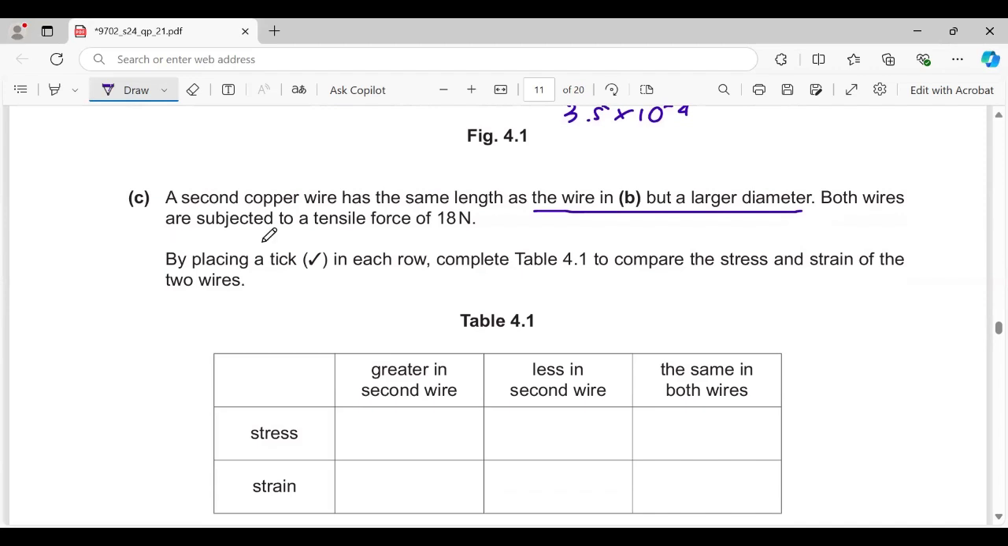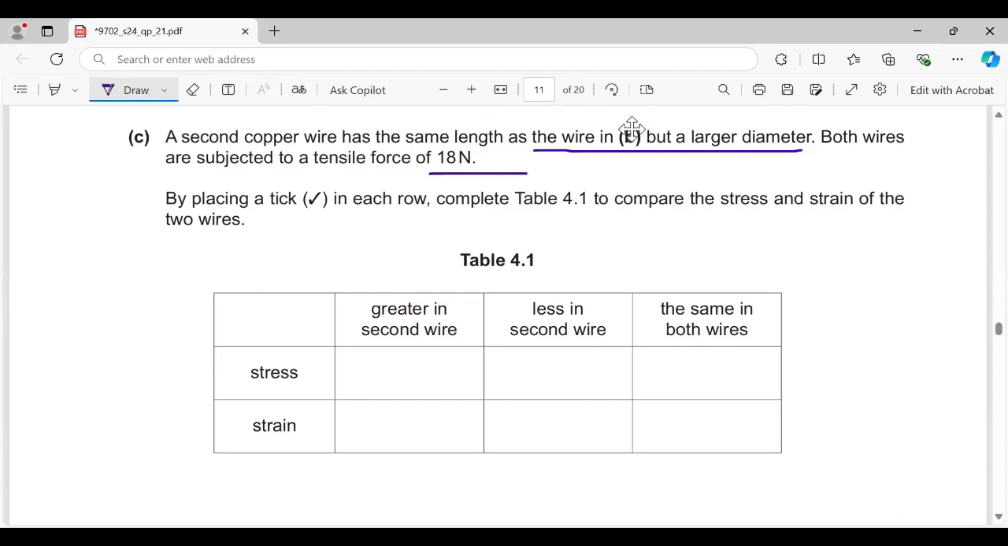Both wires are subjected to a tensile force of 80 newtons. By placing a tick in each row, complete table 4.1 to compare the stress and strain of the two wires. Of course, if the wire diameter is larger than the previous one, the stress will be less in the second wire. It is not greater, but less. Strain will be less in the second wire.